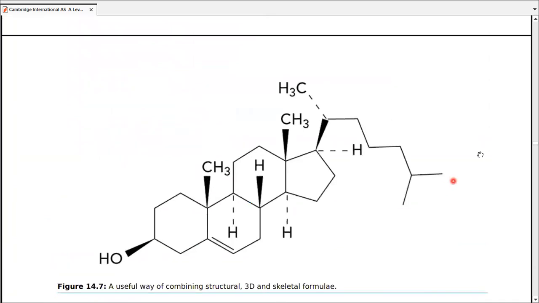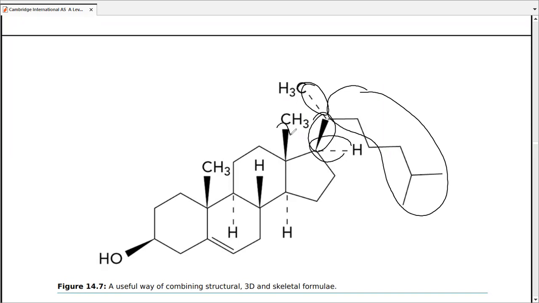Yeah, this one. This is a cholesterol molecule, the infamous cholesterol that, when it gets into arteries or veins, gives us heart problems and may even kill a person, right? Now, this is a combined structural, 3D, and skeletal formula. Some parts are drawn in skeletal, for example this part. These parts with wedges and dotted portions are actually 3D. And the rest of these portions are simple structural portions.